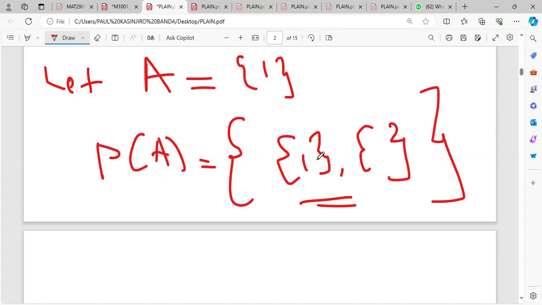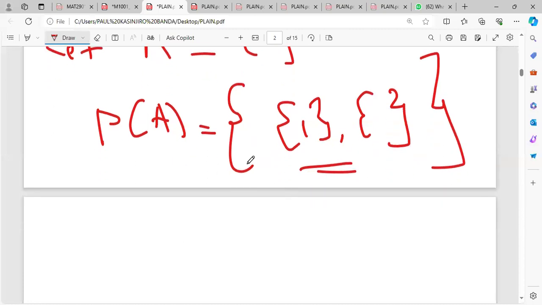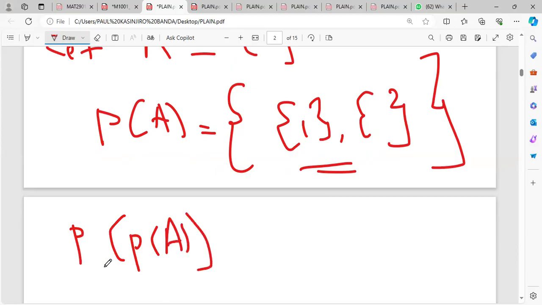So the power set of A has how many elements? 2. But in the question, they said the power set of the power set of set A, meaning we have to find the power set of this power set. I don't know if I'm making sense. So this is A, this is the power set of A, and now we want to find the power set of the power set of A, right? This is what we are finding.